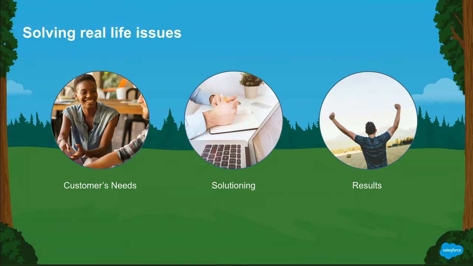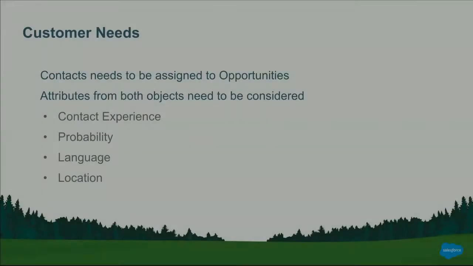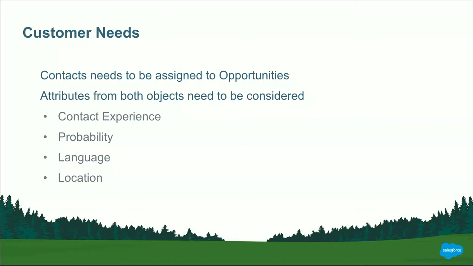I will start with the scenario that our customers need to face. They had to match opportunities with contacts, thinking about all the attributes from both objects. They have to think about the opportunity probability, the contact experience, language, location, and some other fields that we will see in the proof of concept. That process took them a lot of time and resources, since one person had to check all these attributes from both objects and match and get the best match.